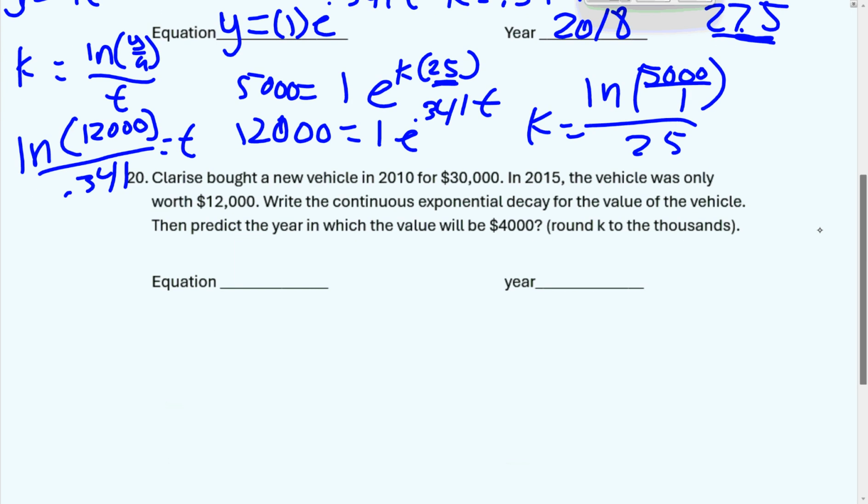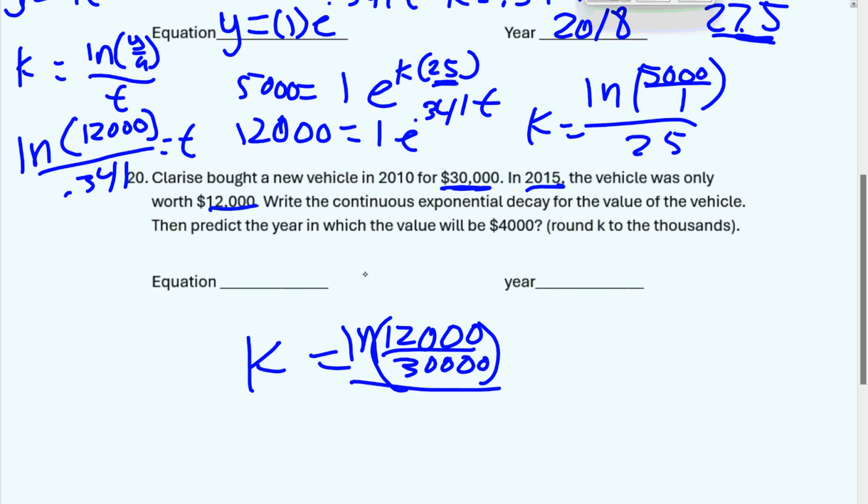Okay, same thing a little bit here. Start out at 2010 with 30,000. In 2015, it reduces down to 12,000. So this is going to be a negative k. So I take my ending amount, which is 12,000, divide it by my beginning amount, which is 30,000, and take the ln of that, and then divide by how many years, right? So that's only 5 years. So I do that. And there's my k, so my k equals negative, because it's decreasing, it's a decay, 0.183, rounded to the thousandths.